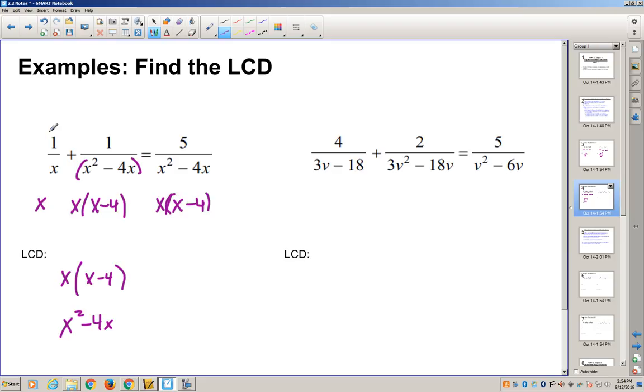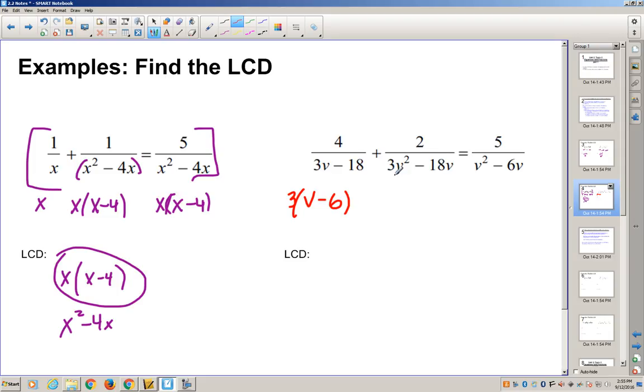Again, I'm going to end up multiplying both sides of this equation, or in other words, I'm going to multiply every one of these fractions by this LCD. Come over here. Very similar thing. We have some polynomials down here. What are we going to do? We're going to factor them. So once again, we notice we can factor out a 3. If we do that, we're left with v minus 6.